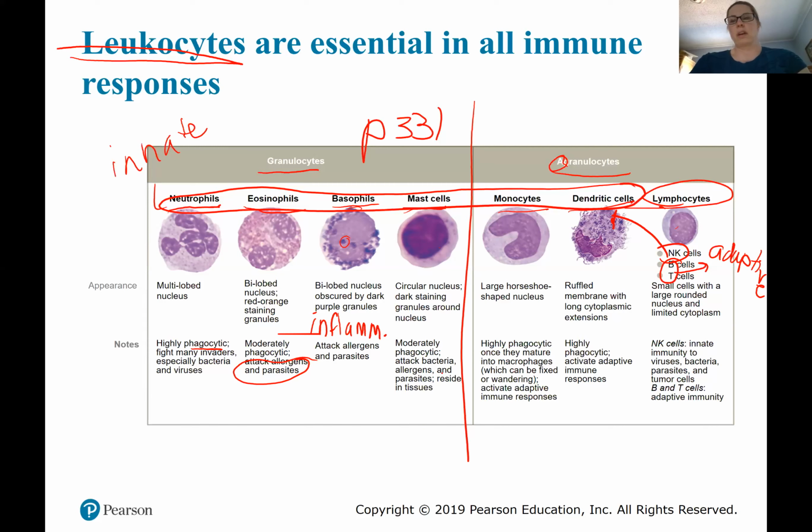Mast cells, if you have allergies and you get the runny nose, the itchy eyes, you can blame that on these guys. Monocytes and dendritic cells are phagocytes, and we'll talk about what those are. And then NK, B, and T cells are going to attack different types of foreign cells.